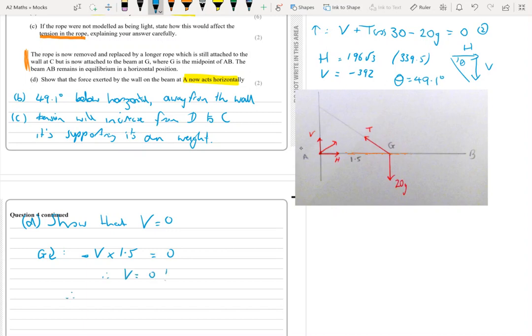And therefore, the force exerted by the wall on the beam now acts horizontally. Therefore, the force at the wall acts horizontally. Again, we're writing down our conclusion statement to show that we've fully answered the question. That's it.